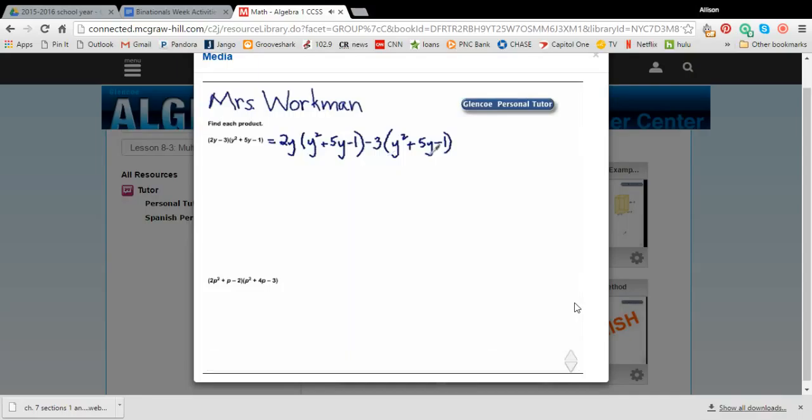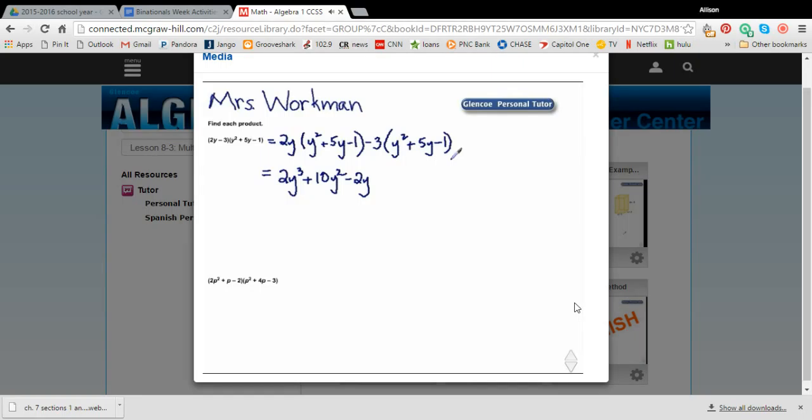Now that I've rewritten it, I'm going to use the distributive property again, and I will distribute this multiplication and then the multiplication back here by negative 3. So here we go. 2y times y squared, 2y cubed, 2y times 5y, 10y squared, 2y times negative 1, negative 2y.